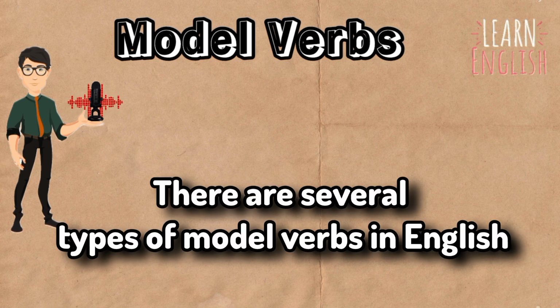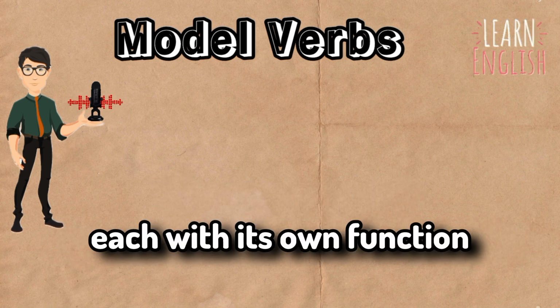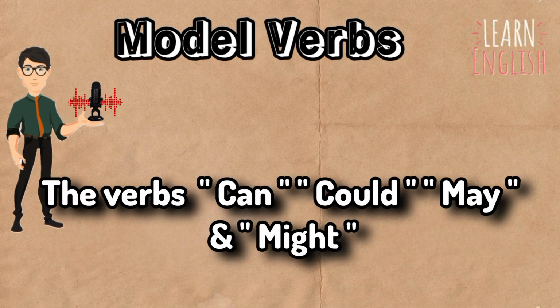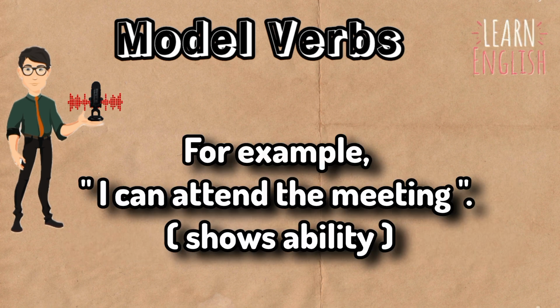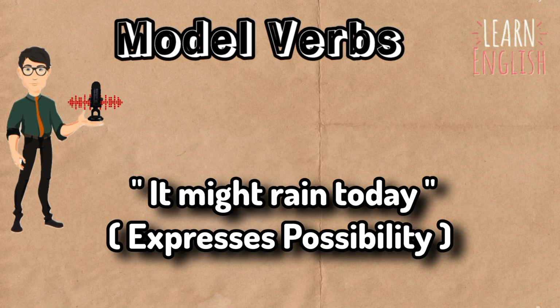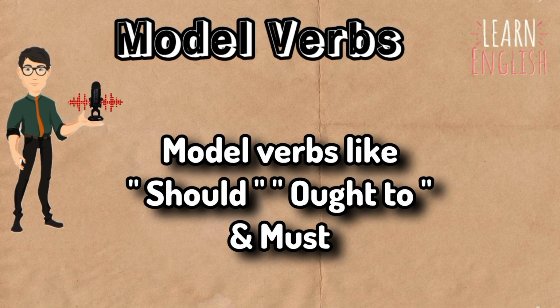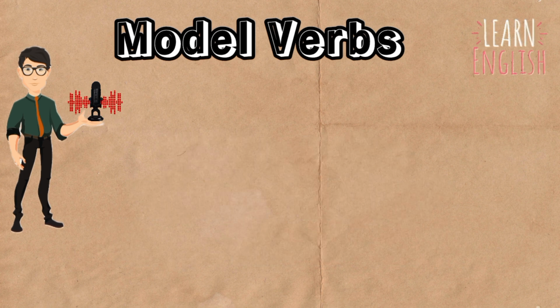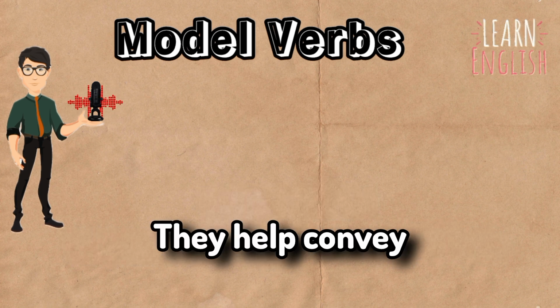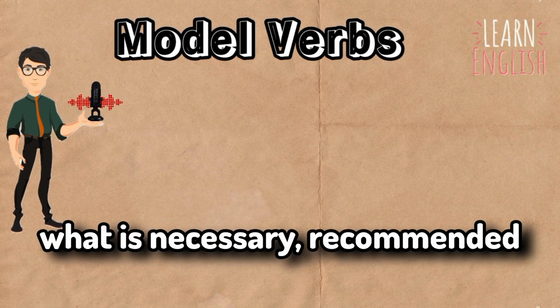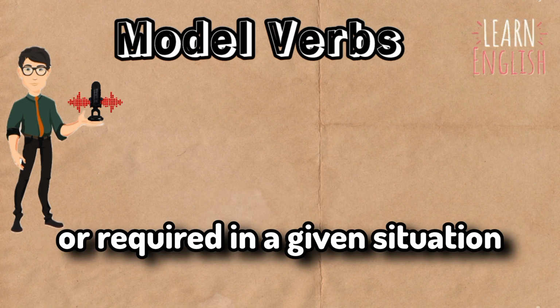There are several types of modal verbs in English, each with its own function. The verbs can, could, may, and might are used to express possibility. For example, "I can attend the meeting" shows ability, while "It might rain today" expresses possibility. Modal verbs like should, ought to, and must are used to express obligation or advice. They help convey what is necessary, recommended, or required in a given situation.